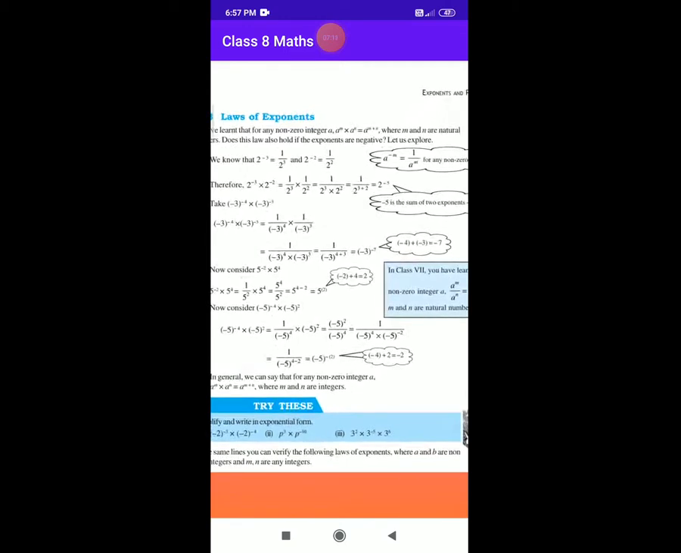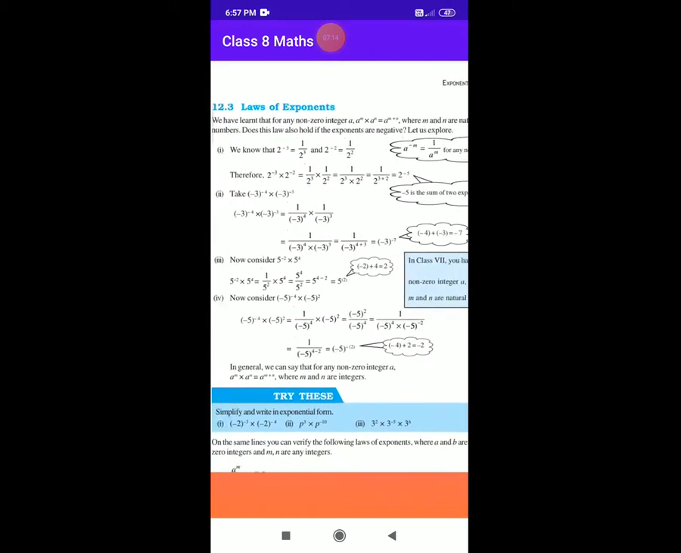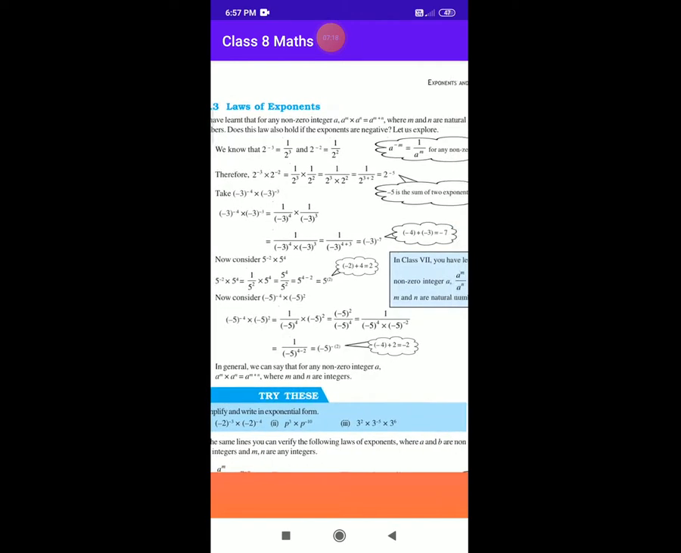We know that 2 raised to minus 3 means 1 upon 2 raised to 3, and 2 raised to minus 2 means 1 upon 2 raised to 2. Therefore 2 raised to minus 3 multiplied by 2 raised to minus 2 is equal to 1 upon 2 raised to 3 multiplied by 1 upon 2 raised to 2, which is equal to 1 upon 2 raised to 3 plus 2, equal to 1 upon 2 raised to 5. So the final answer is 2 raised to minus 5.